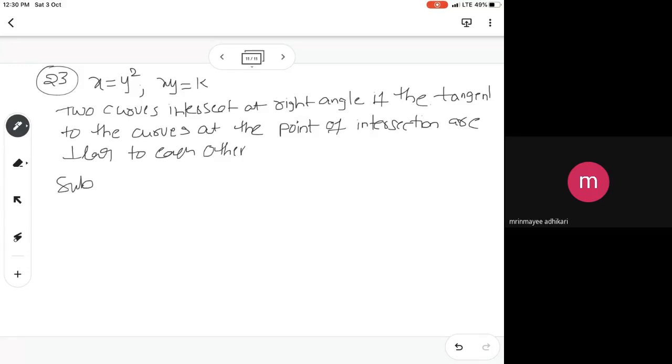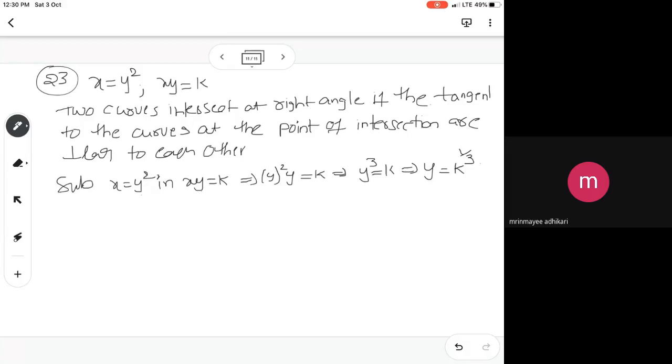Yes, what you can do, this first one, x is equals to y square, substitute in xy is equals to k. Substitute in this. Write y square in the place of x. So what do you get here? In the place of x you have to write y square. So y square into y is equals to k. So that is nothing but y cube is equals to k. So that is nothing but y is equals to k to the power of 1 by 3.